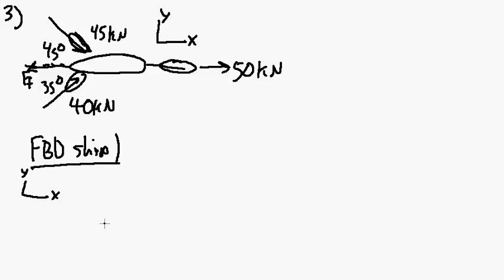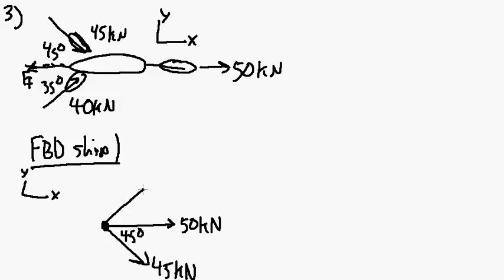Okay, so here's the ship, and with one force going horizontal. Let's do a little better there. There we go. Horizontally, 50 kilonewtons. One force is 45 kilonewtons at 45 degrees, and then another one coming up at about there, 35 degrees, and that is 40 kilonewtons.